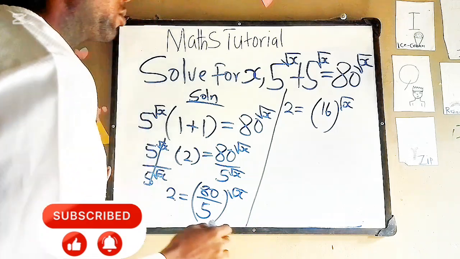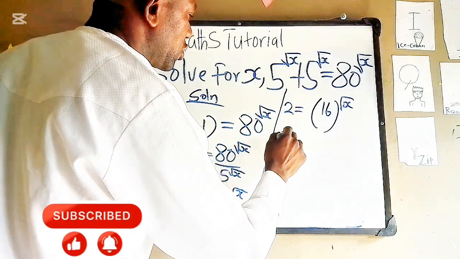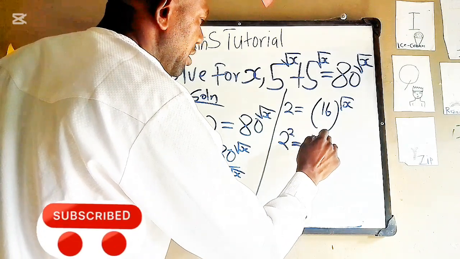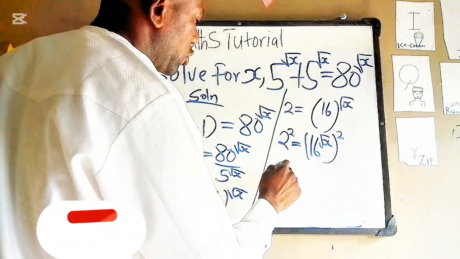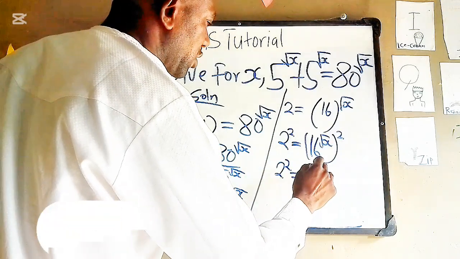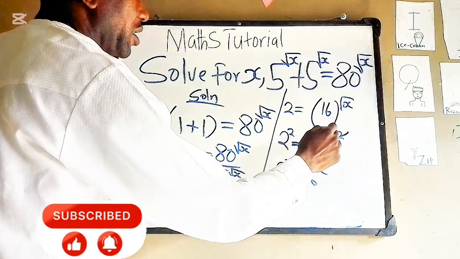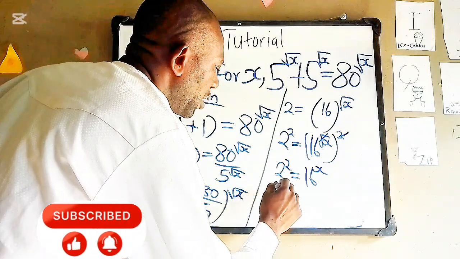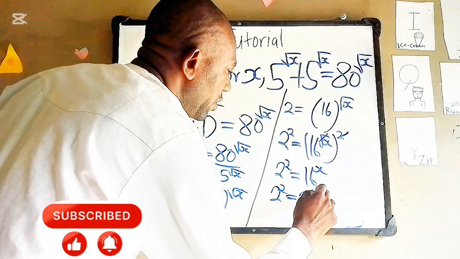So at this point, the next step to take is to square both sides. To square both sides, 2 square equals to 16 to the power of root x square. So you have 2 square equals to 16 raised to the power of x, because this square has cancelled these square roots. Now you have 2 square equals to 2 raised to the power of 4x.